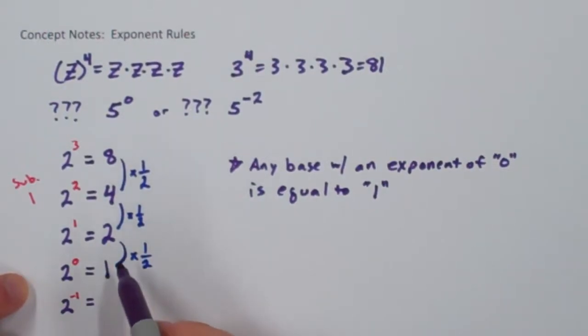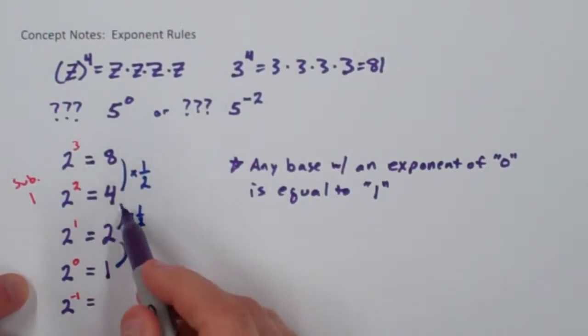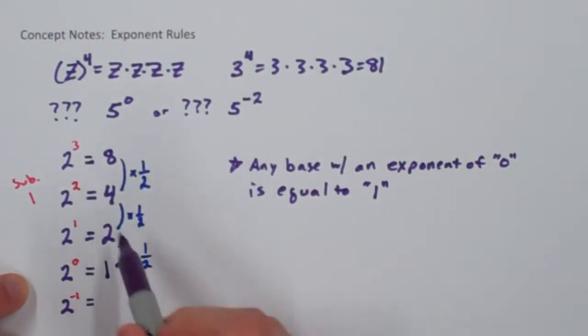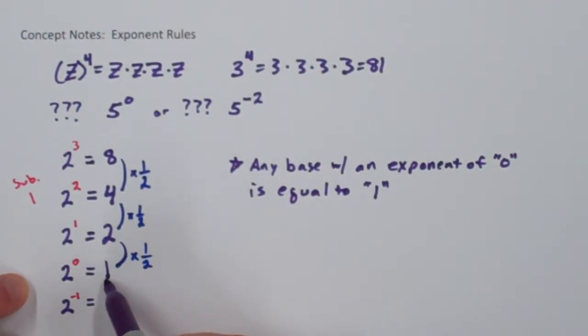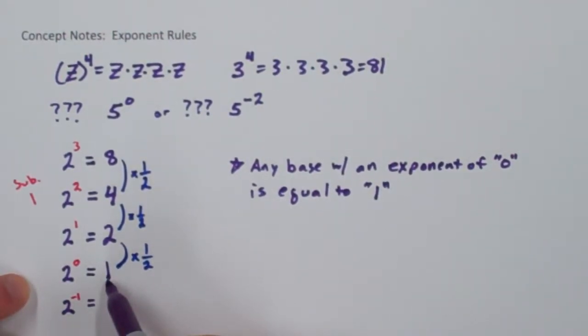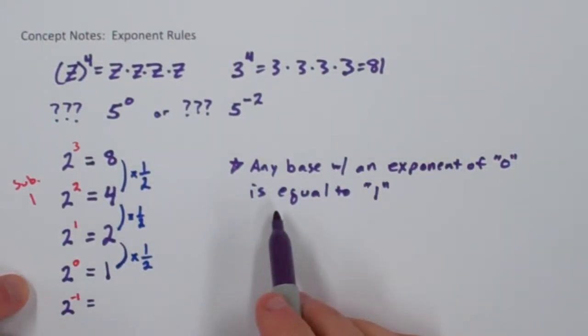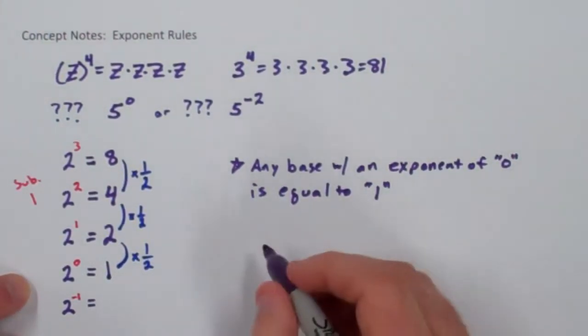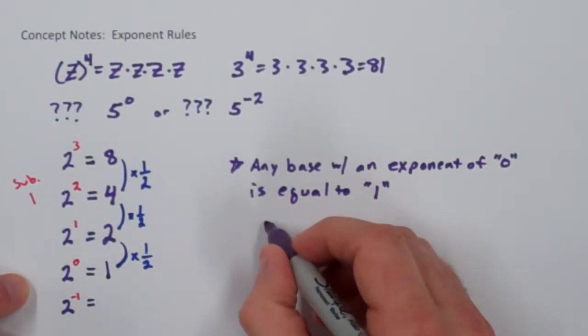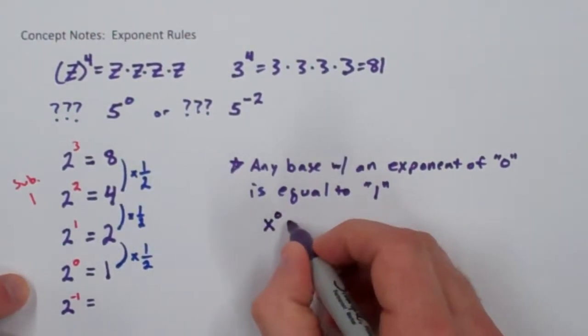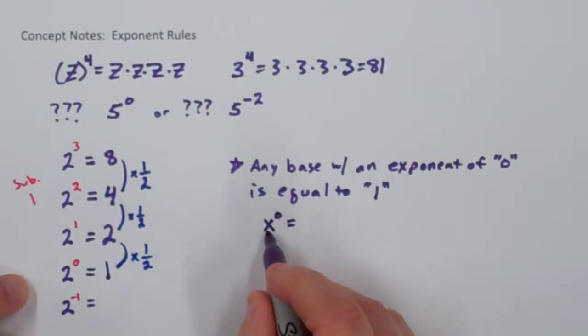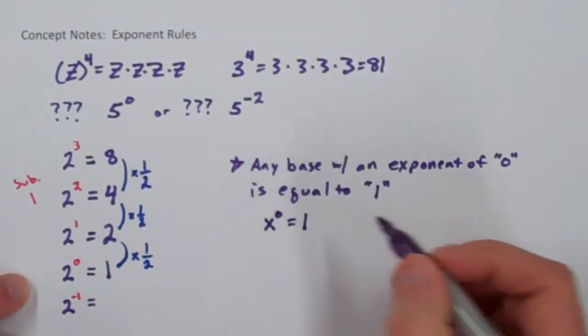We can see that here, that we're just multiplying by 1/2 every single time, or dividing by 2, whichever way you want to think about it. And 2 to the 0 power is definitely 1 if we use that pattern. Turns out that any base with an exponent of 0 is equal to 1. So even if you had something like x to the 0 power, any number to the 0 power, any base is just 1.